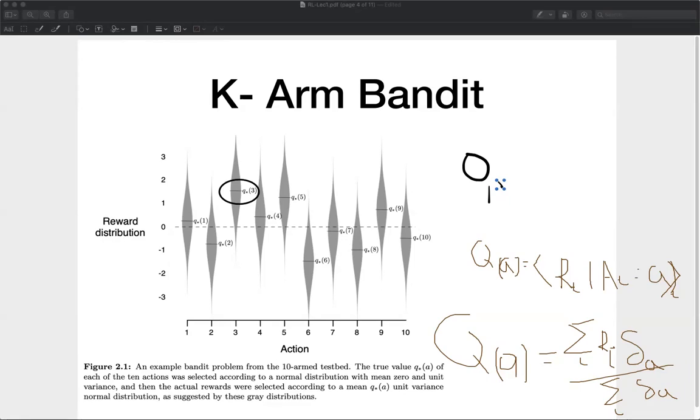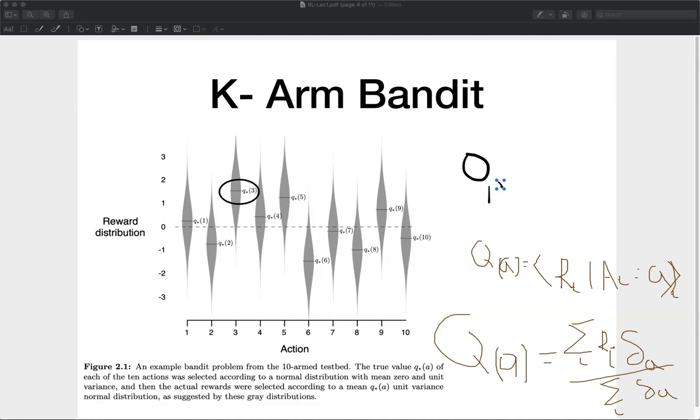Okay, so this is how we're going to assign a value to an action. It's just going to be a sum. It's just going to be an expectation. Okay, does that make perfect sense to everyone what we're doing? Yes. Okay. So that's the first step. So that's the K-arm bandit.